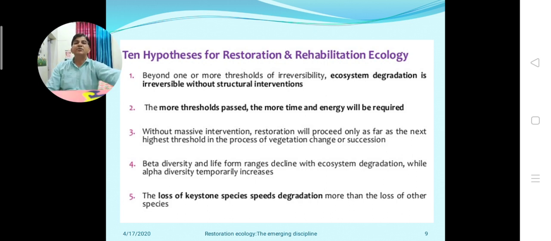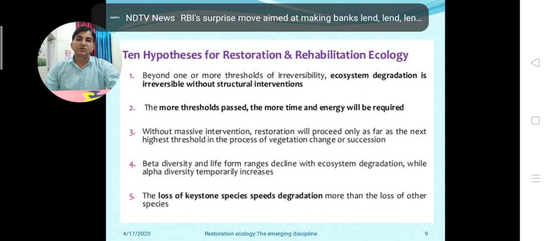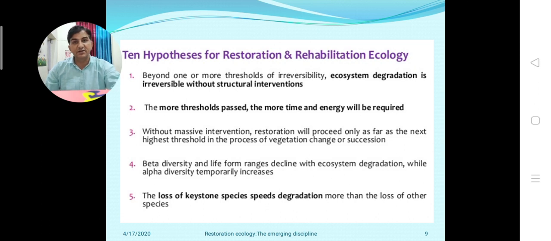So what are the 10 hypotheses for restoration? These 10 hypotheses are very important hypotheses on which you can base your study. First: beyond one or more thresholds of irreversibility, ecosystem degradation is irreversible without structural interventions. So you need to put in some intervention to bring back that ecosystem. Without structural interventions, we cannot achieve ecosystem health.